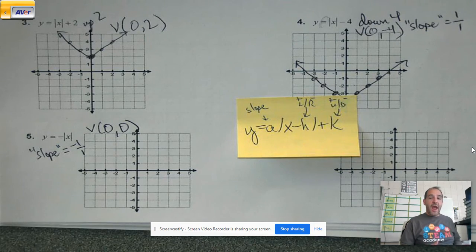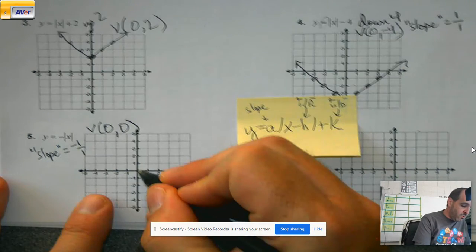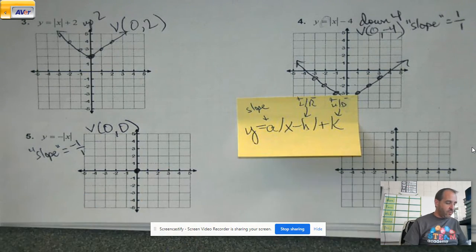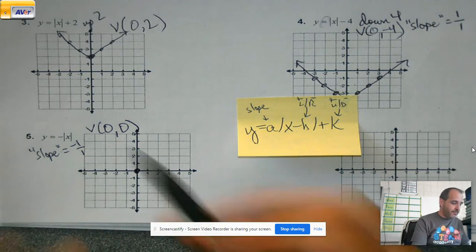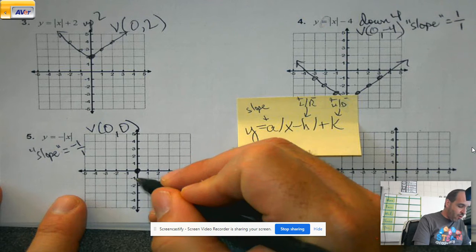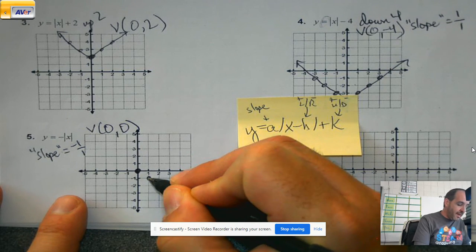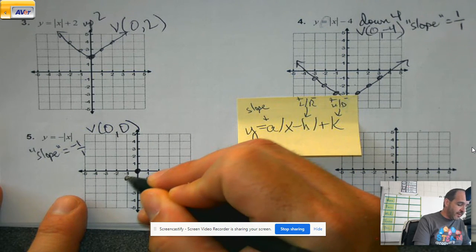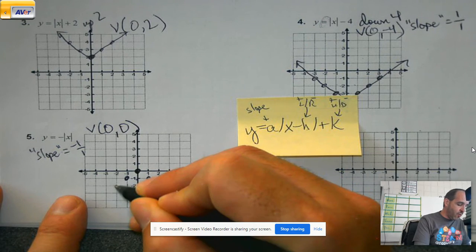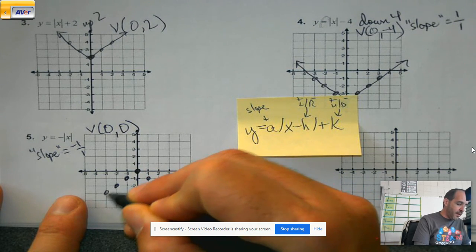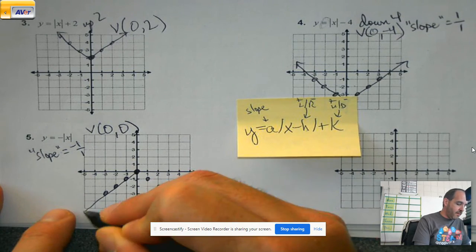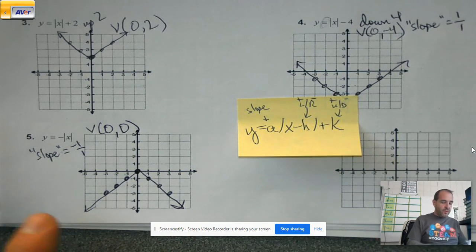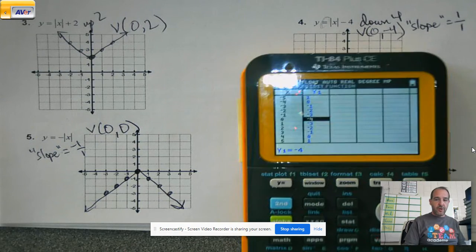My mother graph was 0, 0. So go to 0, 0. But now since my slope is down 1 over 1, both directions, from each dot you keep going down 1 and over 1. Down 1 and over 1. Got to keep that V shape going. So all this really is, and I'll show you on here too.